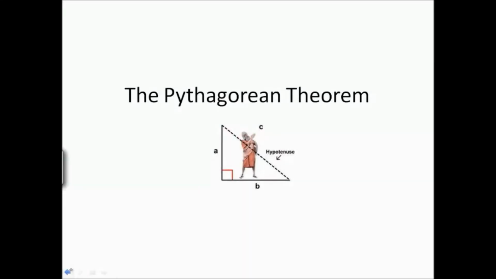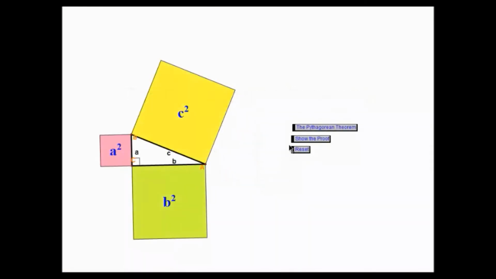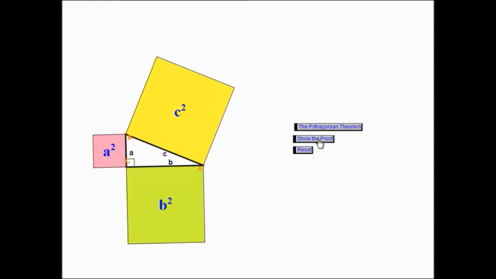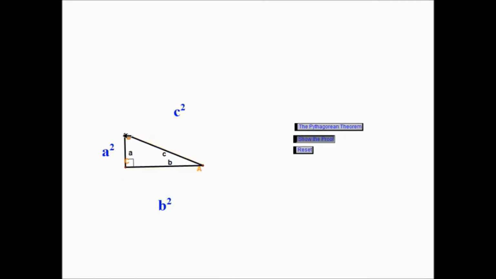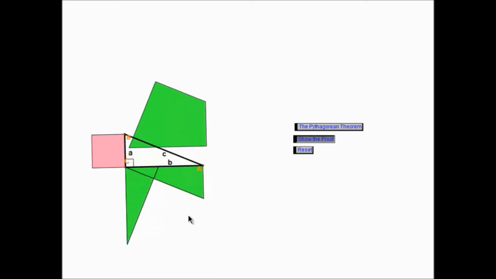This lesson is on the Pythagorean Theorem. Let's check it out. Here's an example of the Pythagorean Theorem. We take A, B, and C in a right-angled triangle and build squares on them.